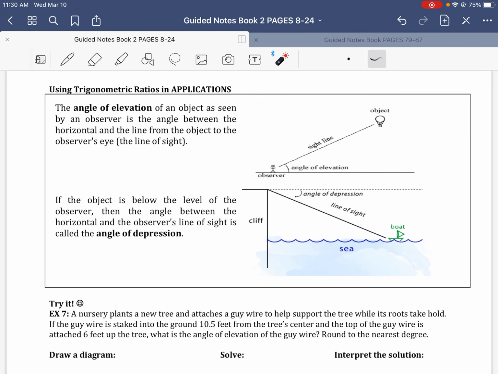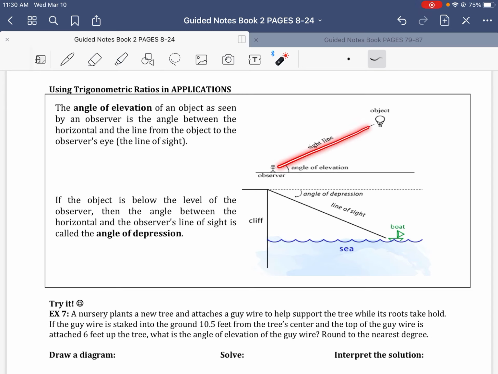And very similar to our application problems with similarity, we're going to draw a diagram, we're going to make sense of it, solve, and then write our answer in a sentence to interpret our solution to make sure that it makes sense. So let's just look at a couple of the little terminology language that's used in trigonometric applications. The first one is in reference to the angle. So whenever we do trigonometric applications, there is some sort of object that is high or that is lower than something else. And we have what we call a line of sight.